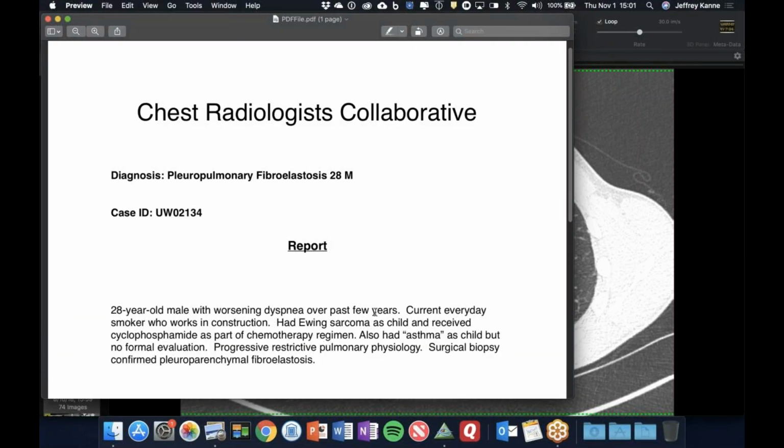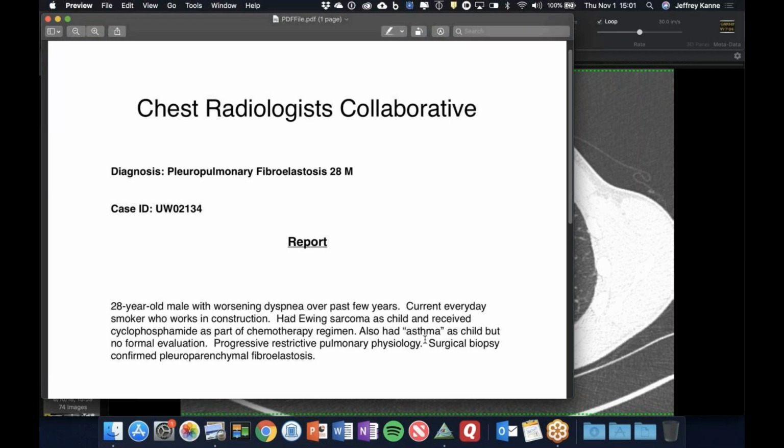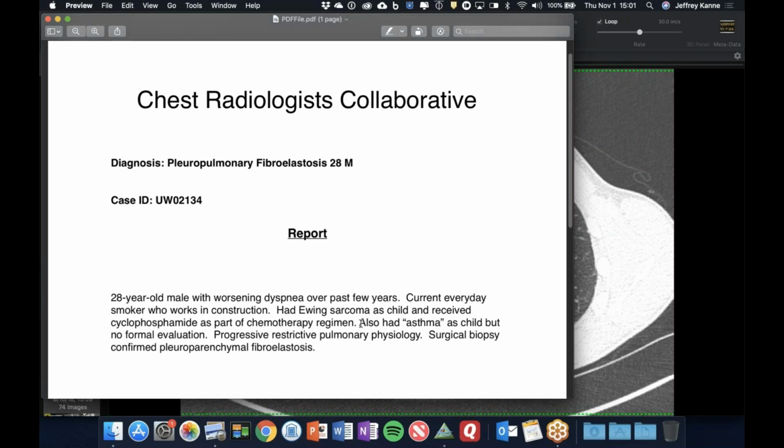I failed to mention he had Ewing sarcoma as a child, was treated with cyclophosphamide, and carries this quote asthma diagnosis. But it makes you wonder, either this is a delayed drug reaction. His Ewing sarcoma was when he was about 3, and he's a construction worker, so he may have some dust exposure, but that's a long time period from an old drug to now getting fibrotic lung disease over 25 years or so. So I have a hard time chalking cyclophosphamide up to it, but I don't know.